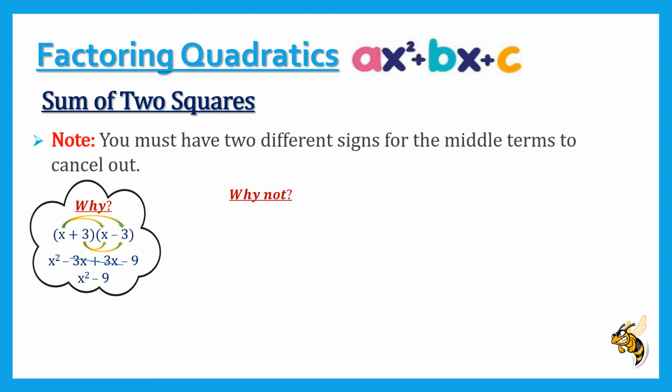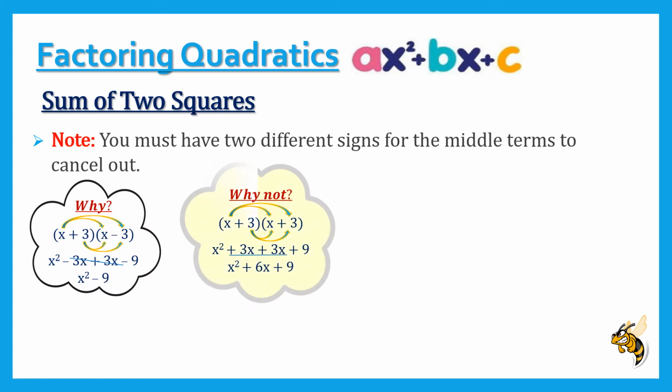What happens if both signs were positive? If I should distribute, I will end up with x squared plus 3x plus 3x plus 9. If I should combine like terms, I will end up with x squared plus 6x plus 9. So the middle term does not cancel out. So we did not end up with the sum of two squares.